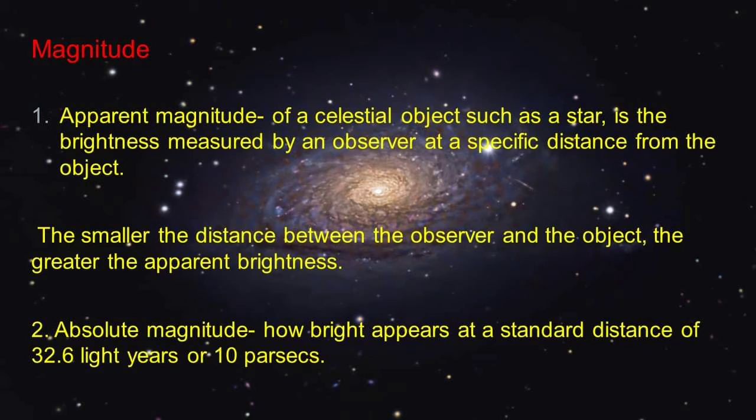So let's talk about absolute magnitude. The absolute magnitude is how bright a star appears at the standard distance of 32.6 light years or 10 parsecs. So the difference between apparent magnitude and absolute magnitude is that apparent magnitude has a specific distance, while absolute magnitude has a standard distance that needs to be observed. Okay, class, do you follow?